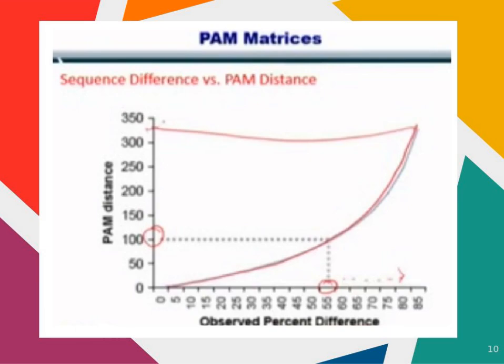This graph represents the difference between sequence difference and PAM distance. The observed percentage of difference in the sequence is written on the x-axis, and the PAM distance, PAM 50, PAM 100, PAM 150, etc., is written on the y-axis. So when PAM distance increases, the divergence, that is the observed percentage of differences, also increases.